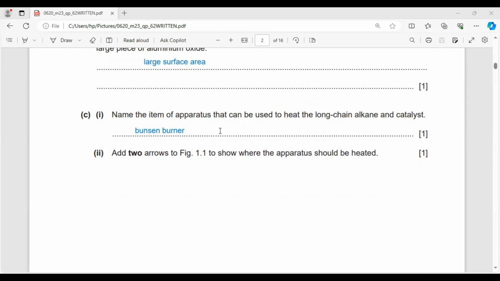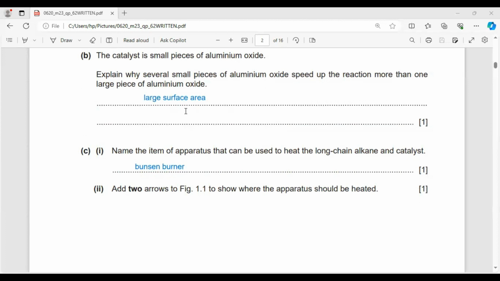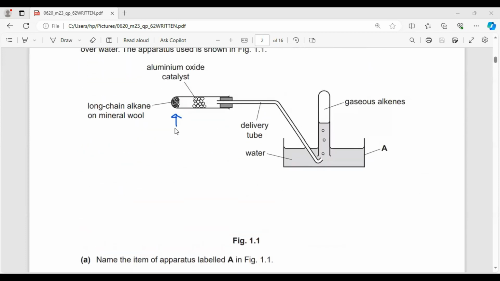Name the item of apparatus that can be used to heat the long chain alkane and catalyst. So we are going to use a Bunsen burner to heat the reaction. Add two arrows to figure 1.1 to show where the apparatus should be heated. So it should be heated here where long chain alkenes on mineral wool is there, and the second where we are going to heat it is here where our catalyst is present.